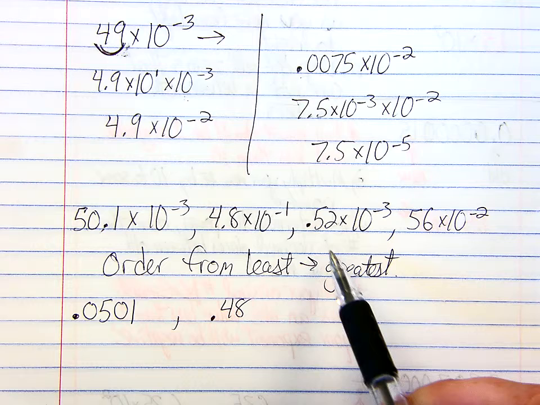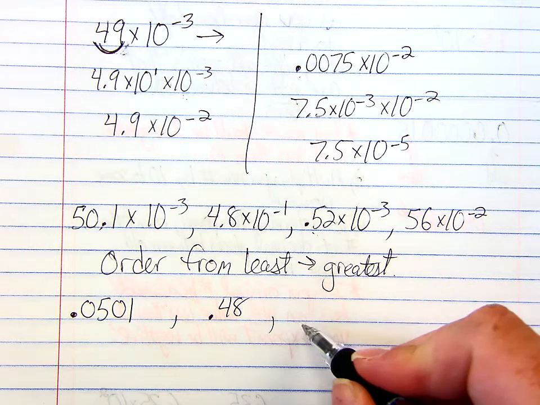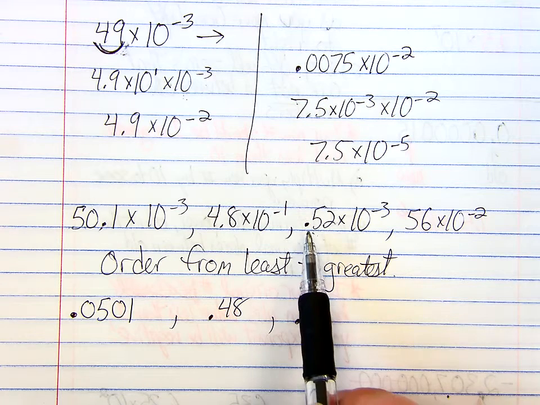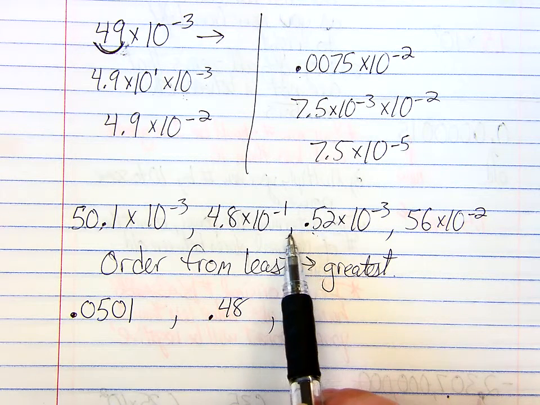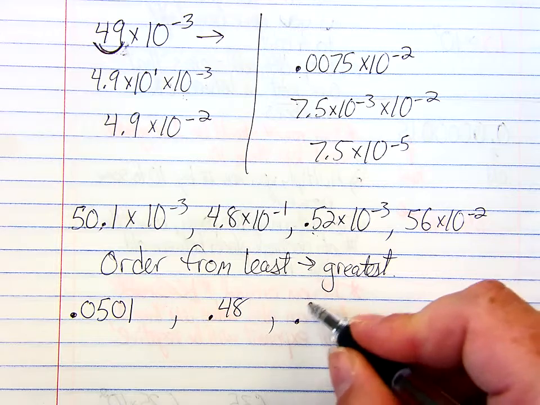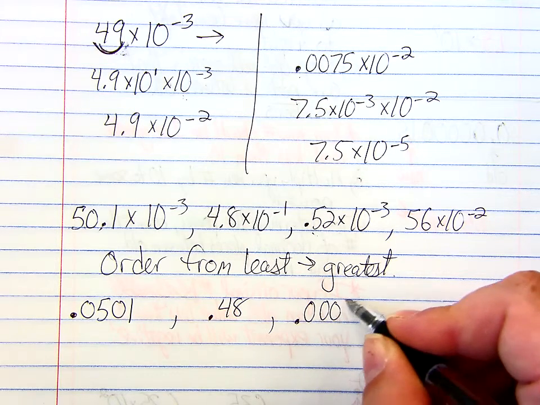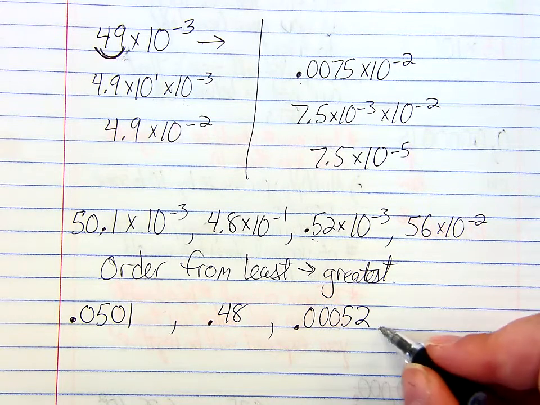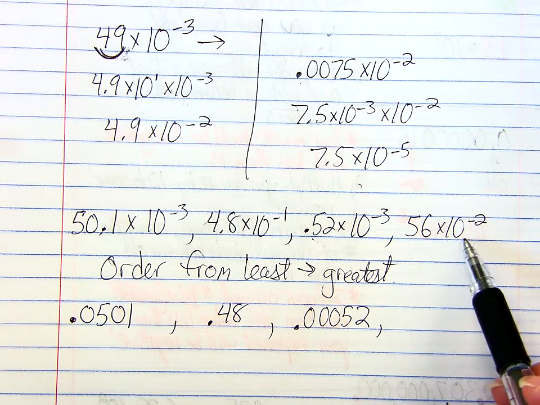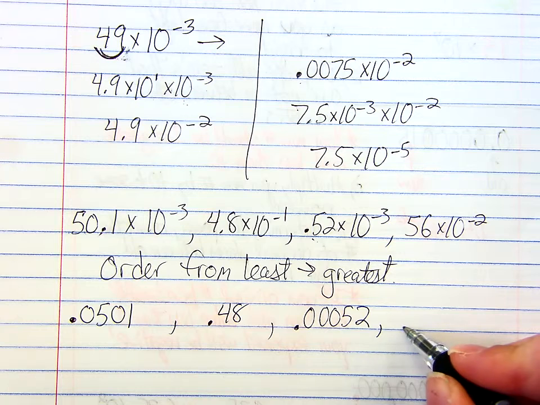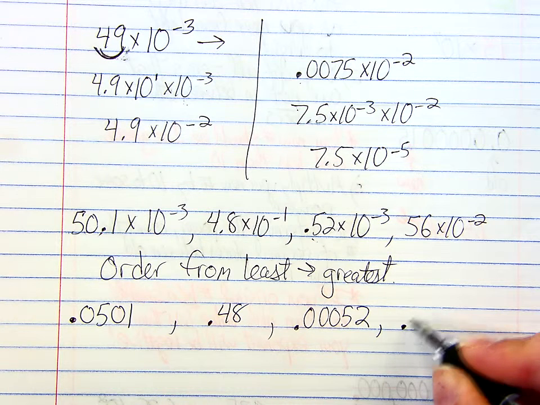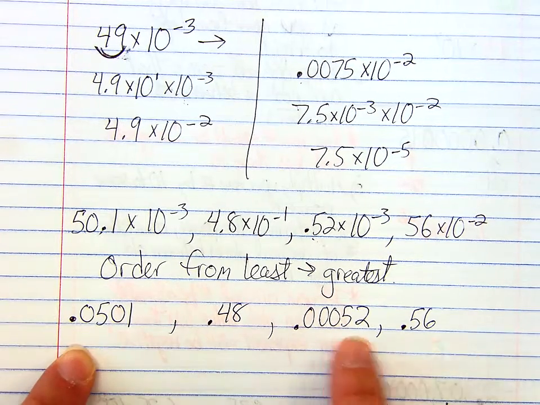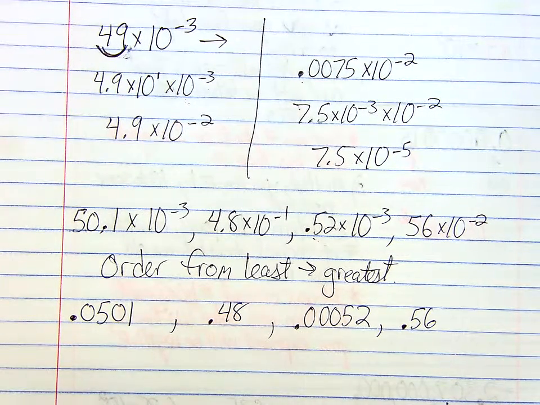What's this one? 0.052. Careful. You've got to do 3 decimals to the left, so I'm going to have 0.00052. You see that? And then the last one, 56 times 10 to the negative 2, that becomes 0.56. Good. Now that these are all in standard form, this might be easier for you to order.